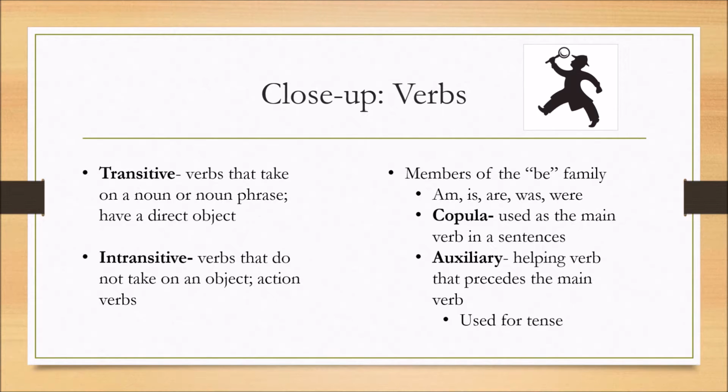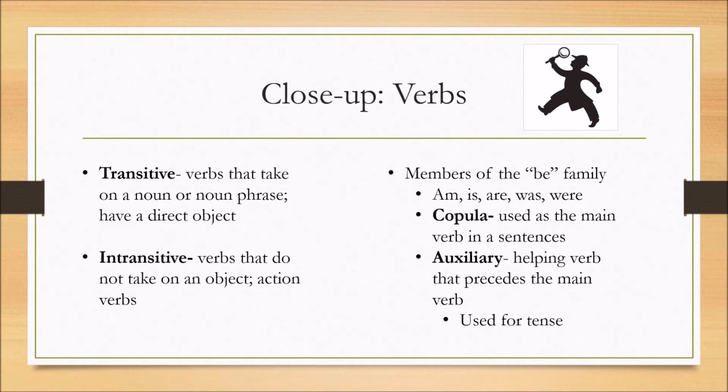Okay, now we're going to take a close-up look at verbs. We have two broad ways of classifying them. We have transitive and intransitive. Transitive verbs are verbs that take on a noun or a noun phrase. They have a direct object. An example would be, I stare at the wall. Stare is the verb and wall is its object. Then we have intransitive verbs. They are verbs that do not take on an object. They are action verbs. I stare angrily. Stare is the verb and it has no object.